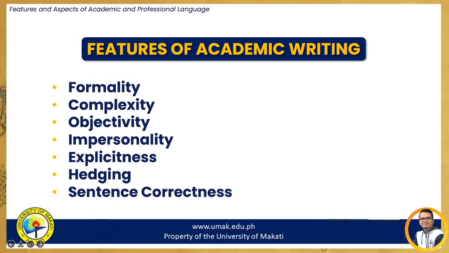Academic writing is a formal style of writing. This means that it is different from other types of writing and different from spoken English. A number of language features and aspects make academic writing appear formal, some of which are formality, complexity, objectivity, impersonality, explicitness, hedging, and your knowledge in constructing structurally correct sentences.